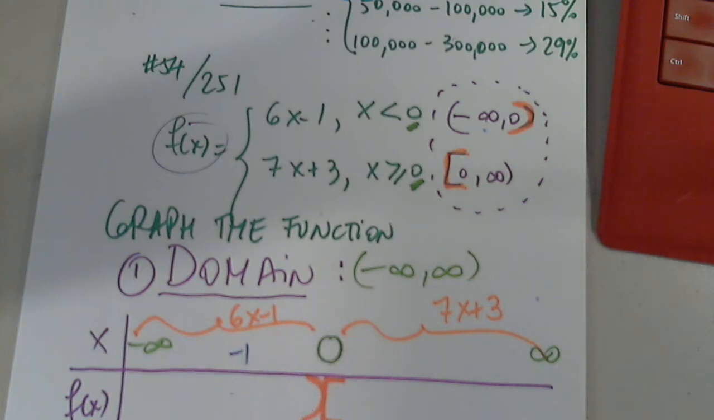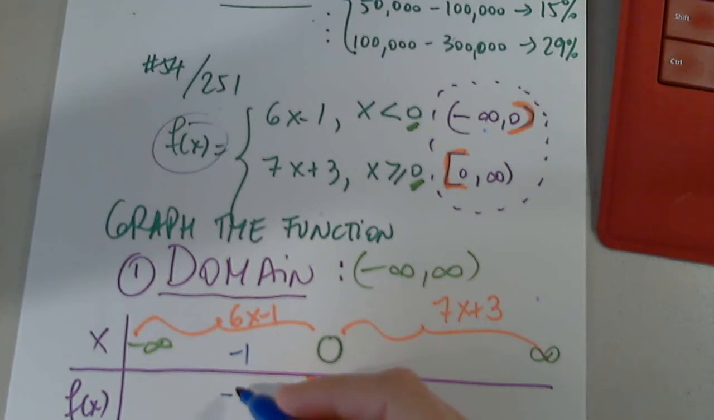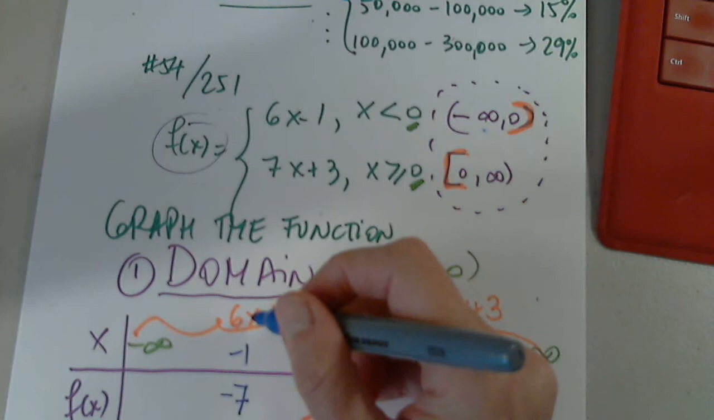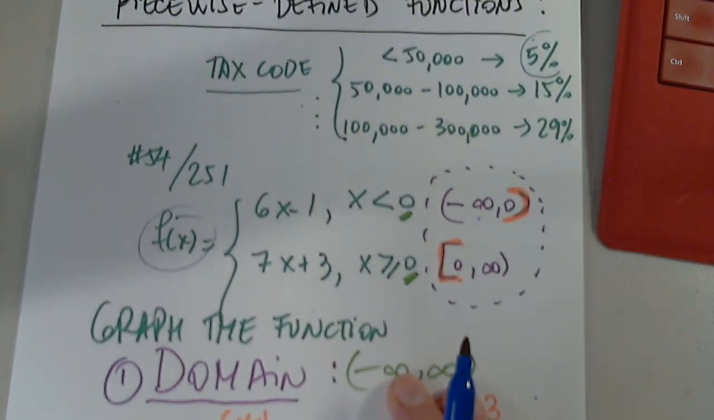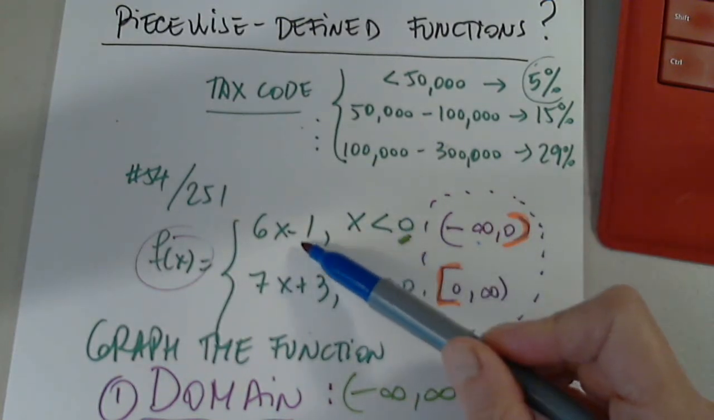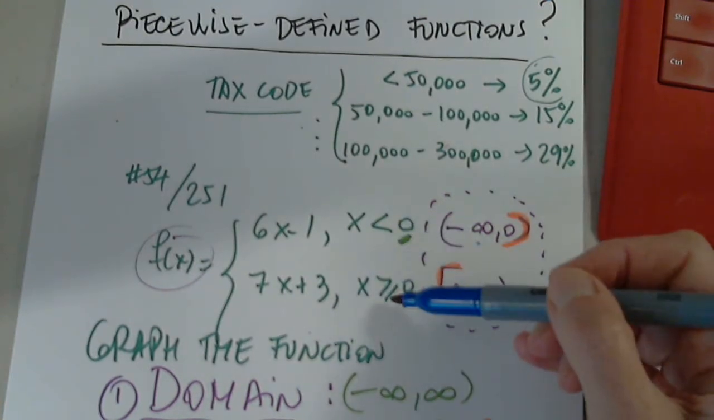Anyone? Negative 7. Good. Now I want to plug in 0. And you should say no. And I will have to agree with you. I am not allowed to plug in 0 here. I don't have the equal symbol here. I cannot have it in both. It will not be a function.